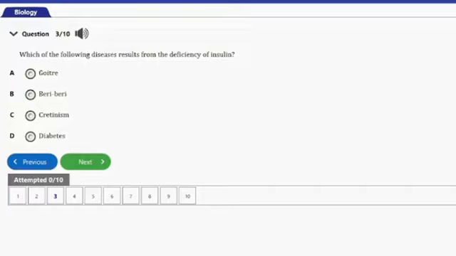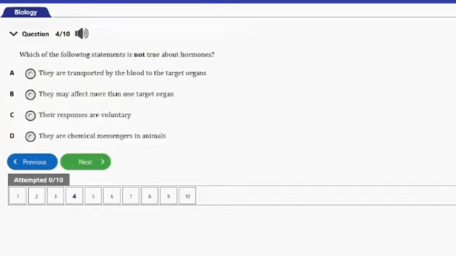Question number 3. It says, which of the following diseases results from the deficiency of insulin? We have A, goiter, B, beriberi, C, cretinism, and D, diabetes. So guys, obviously, like you should have guessed rightly, the answer to this question is option D, and that's diabetes. So let's go ahead and consider the next question.